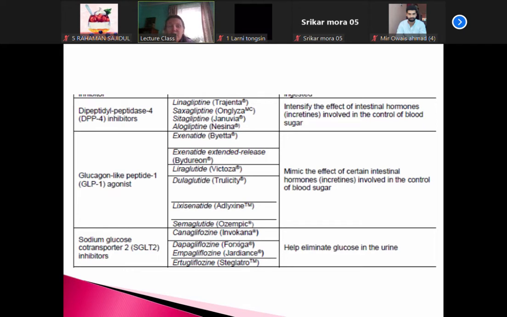Next group of drugs, GLP-1 agonists. GLP-1 agonists are a type of drugs which are actually incretins. So this drug is an incretin by itself. We can give pure incretin to a person with diabetes, and these incretins will imitate the effect of the body's own incretins. Also, make a note, glucagon-like peptide agonists are an injected medication. They should be injected subcutaneously, the same as insulin.